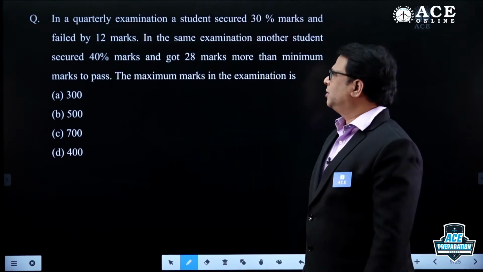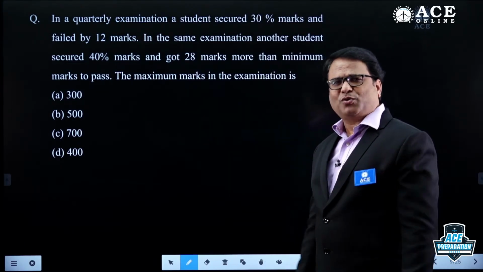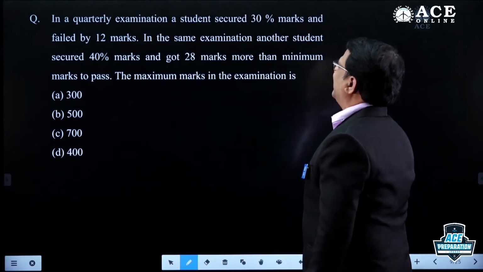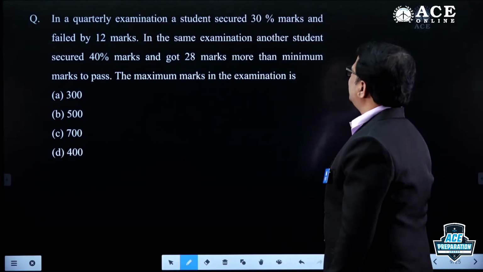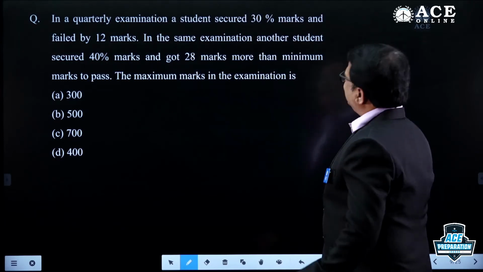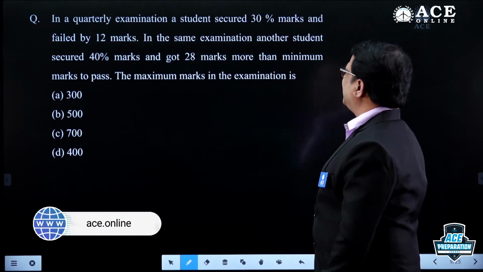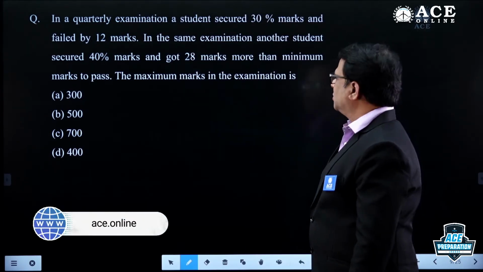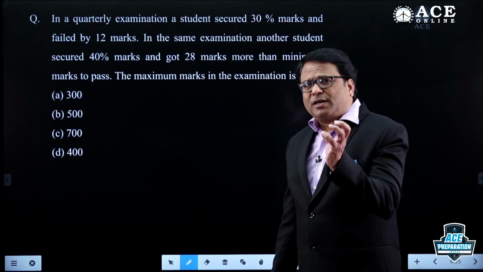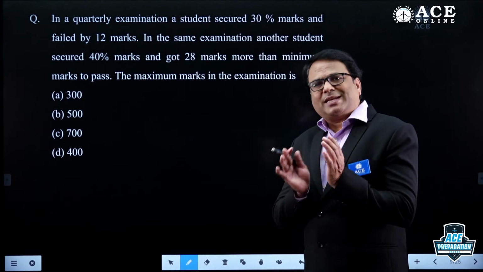Next question. This question might have appeared in all the aptitude exams that have been conducted so far, in one year or the other. In a quarterly examination, a student scored 30% marks and failed by 12 marks. In the same examination, another student secured 40% marks and got 28 marks more than minimum marks. The maximum marks in the exam is, maximum marks means the exam is conducted for how many marks? That we call maximum.